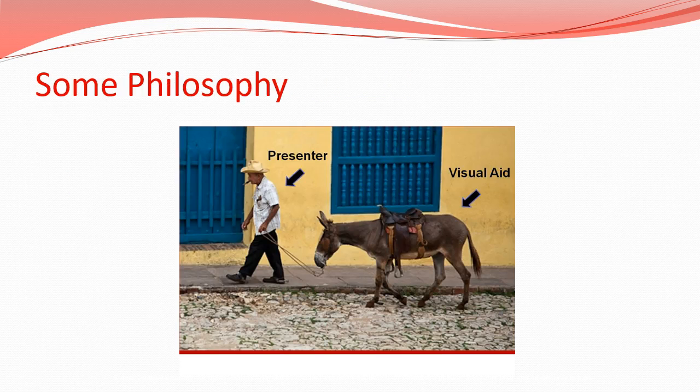So some philosophy to think about here. We've all been in presentations where the presenter seems to be beholden to their slides. So in other words, the visual aid is what the presenter is actually driven by. I like the idea that the presenter is driving the presentation and the visual aid, and in this case the presenter is dragging this mule along as opposed to the mule dragging him. So our visual aids, our presentation tools should be things that help us, not things that we are beholden to. We should be using them as tools.